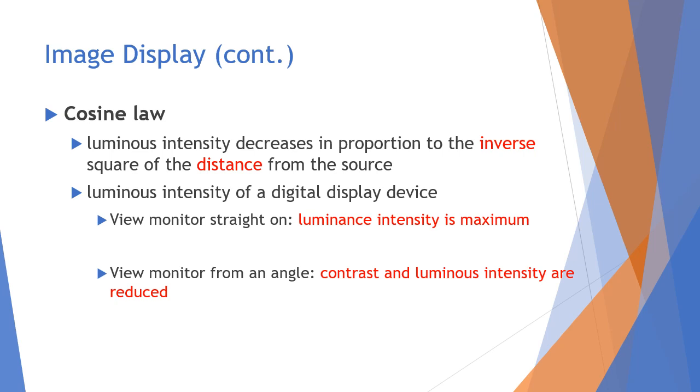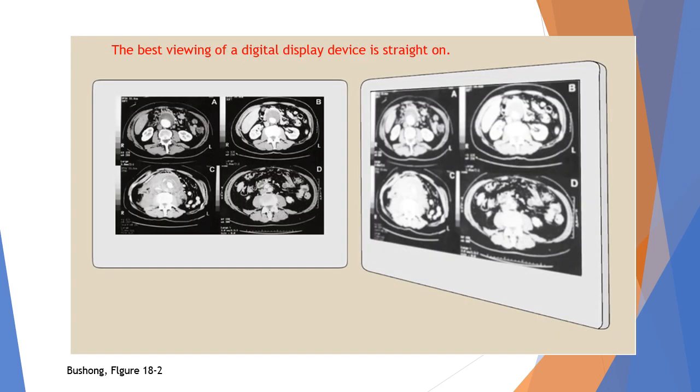The cosine law is where luminance intensity decreases in proportion to the inverse square from the source. So this is talking about the luminance intensity of a digital display device, which follows the inverse square law. When we view the monitor straight on, the luminance intensity is at maximum. If you view it from an angle, the contrast and luminance intensity are reduced. Here's a picture showing that the best viewing of a digital display device is straight on, which is on the left-hand side, and on the right-hand side, we're losing brightness and contrast.